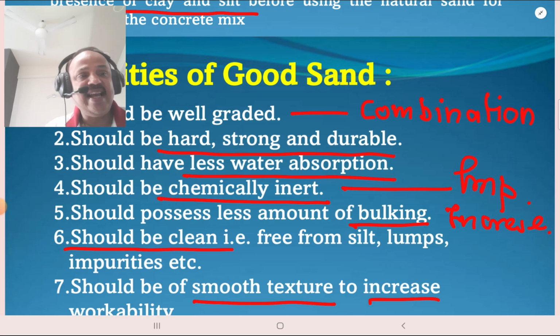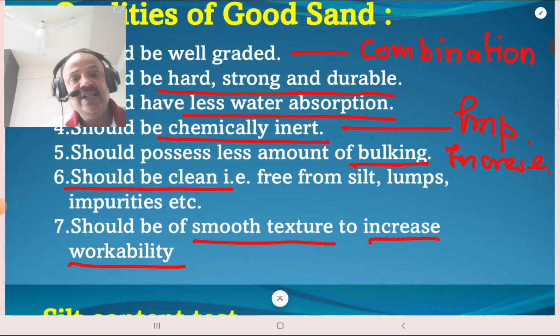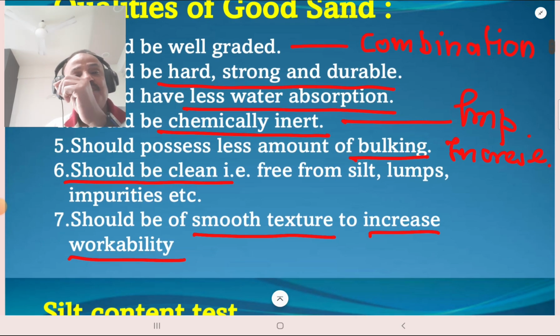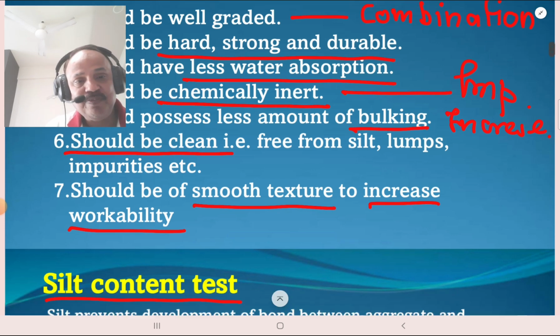It should be chemically inert, means it should not make any reaction, okay, alkali aggregate reactions. It should possess less amount of bulking. Bulking means increase in volume of sand due to presence of moisture. It should be clean, free from silt, lumps and impurities, and it should be of smooth texture to increase the workability.